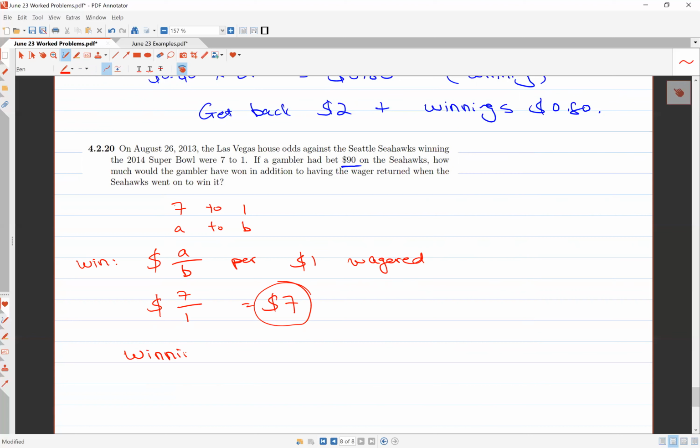So your winnings here would be 90 times $7, or $630. You also get the $90 back. The winnings here are just the profit that you make off of the bet. So just remember, all you have to do is look at the ratio A over B and multiply that by how many dollars you actually bet. That'll tell you what you would win if that event were to happen.